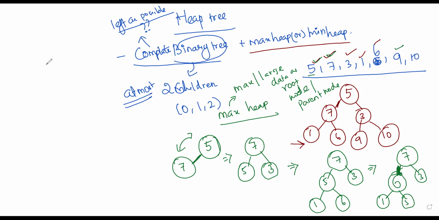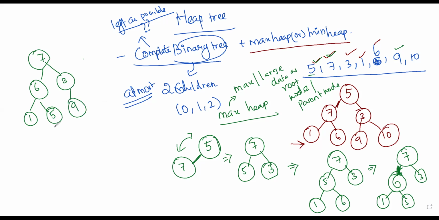So where will you insert 9? If this is the tree, 7, 6, 3, 1 and 5 is the tree. I have drawn the same thing here. The next node to be inserted is 9. Keep left as possible. Already these two places are filled. Now left as possible, so the next place is the position that I have to fill.